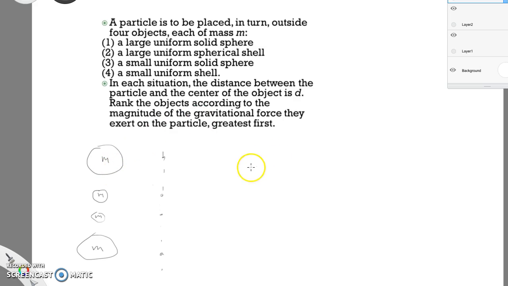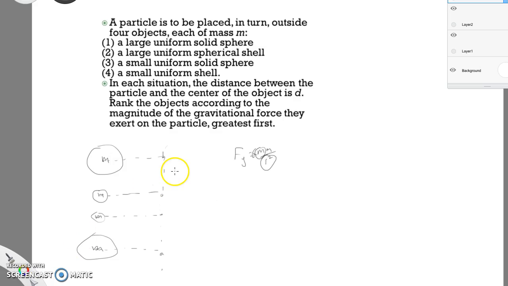Well, when we find the gravitational force on something, only two things matter. Well, three things, but two things matter about the one object. How much mass it has, and how far away it is. Okay, for each of these, they have the same mass, and we're at the same distance from their center. Which means that for all four of these objects, we experience the same gravitational pull. Okay, and so the answer here is that they are all the same because for each of them you're the same distance away and they have the same mass.